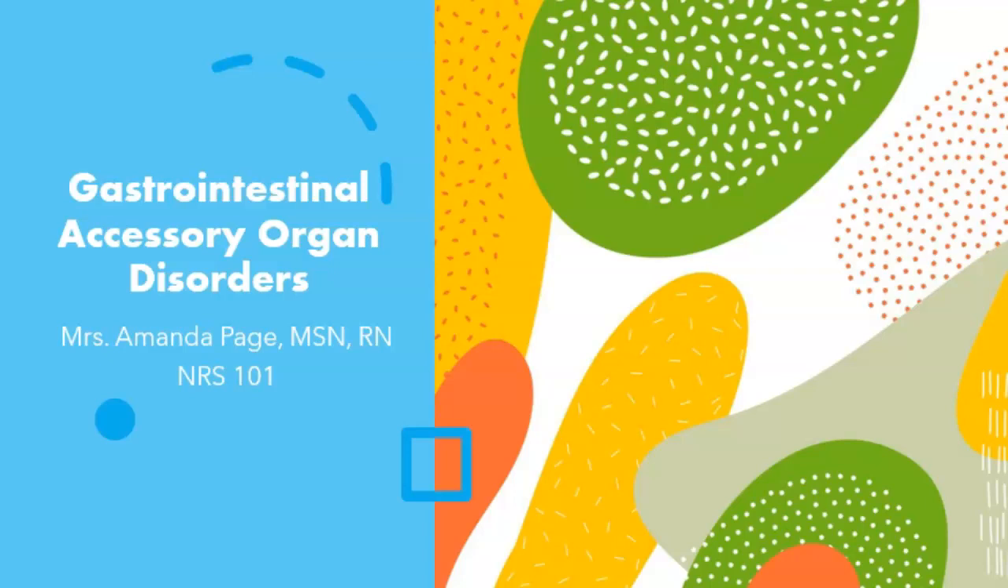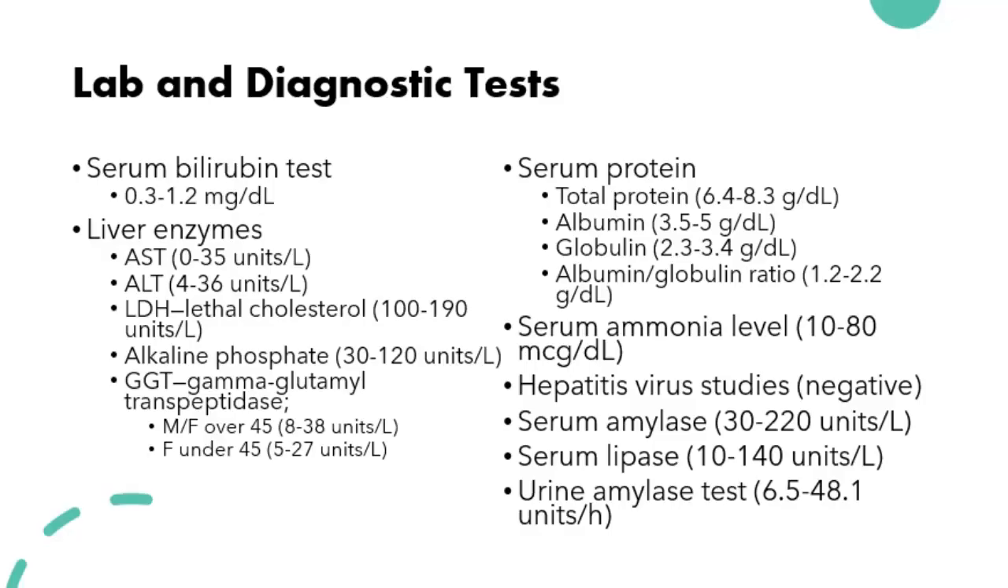Today we will be reviewing GI accessory organ disorders. And remember, the accessory organs are the liver, gallbladder, and pancreas. We will review some lab and diagnostic tests.